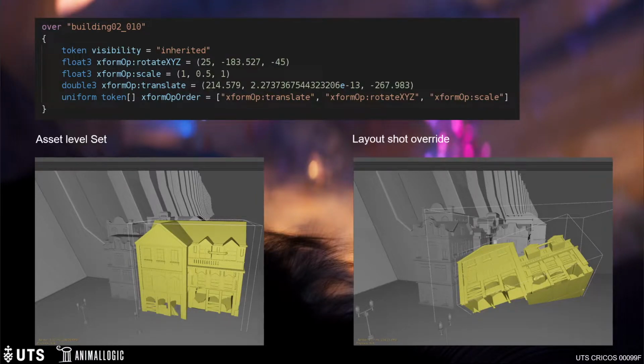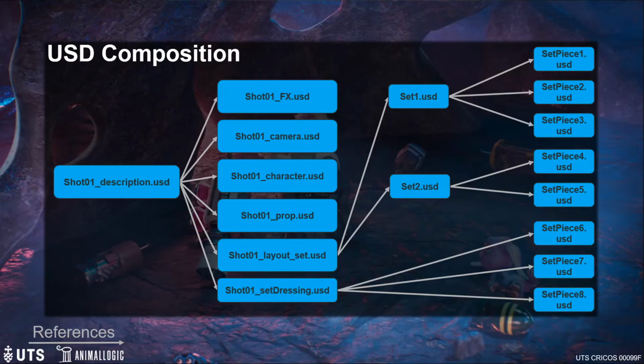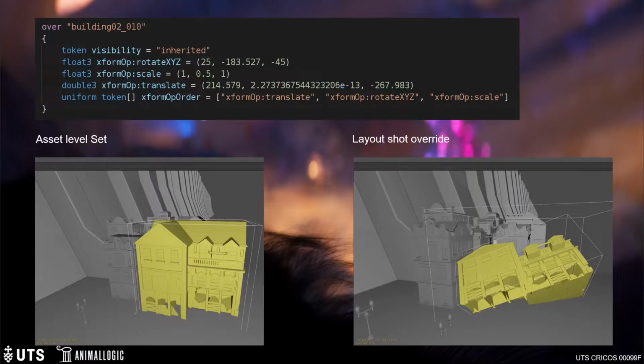Another thing that USD allows us to do that's quite nifty is you can set overrides on things that are flowing through. In this slide, you can see at the layout, we're referencing two sets. A layout artist in our pipeline can grab a set piece and move it or hide it or translate it or scale it. And that's going to be stored in the USD document as an override. So you can see here an example of what a USD override looks like.